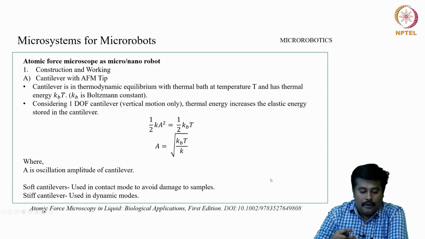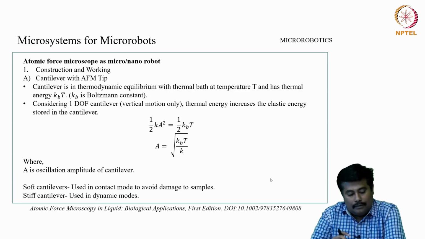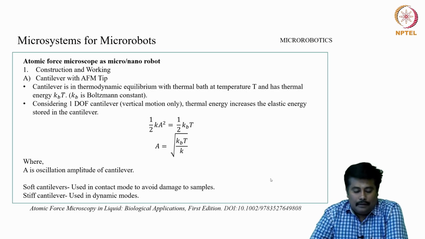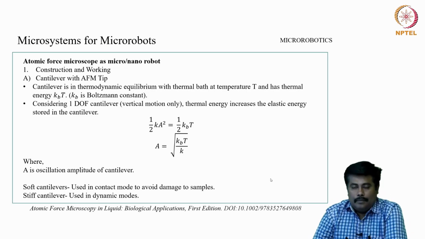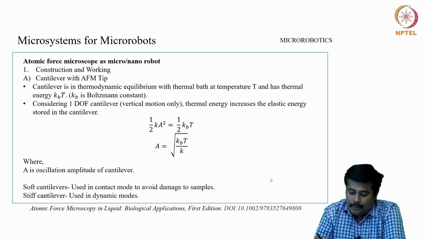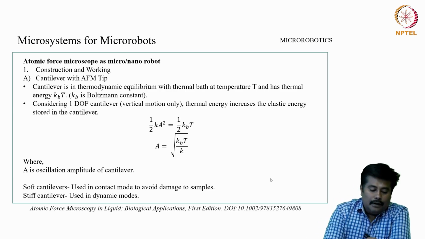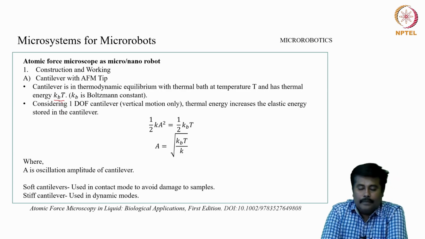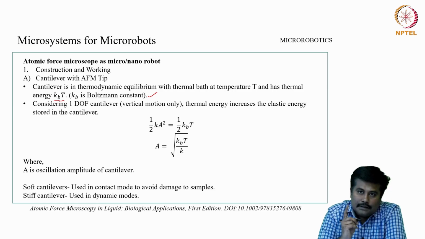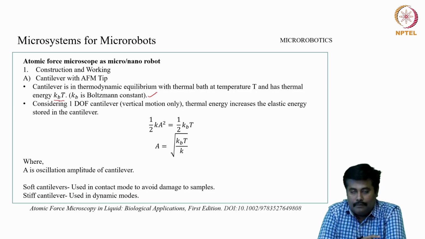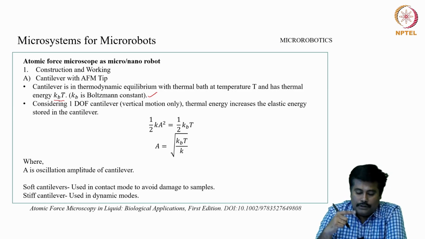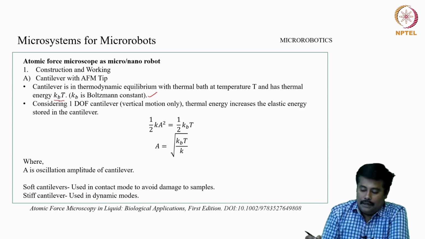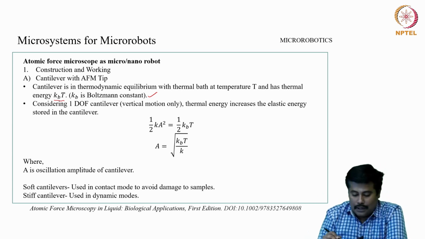Now, when we closely observe the cantilever with the AFM tip, the cantilever is in thermodynamic equilibrium with a thermal bath at a temperature T and has a thermal energy which we can represent as KBT. KB is the Boltzmann's constant. So, let us consider a 1 degree of freedom cantilever which has only a vertical motion, and the thermal energy increases the elastic energy stored in the cantilever.